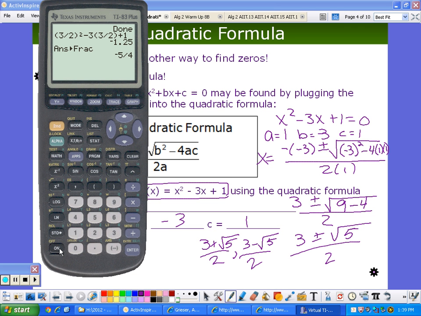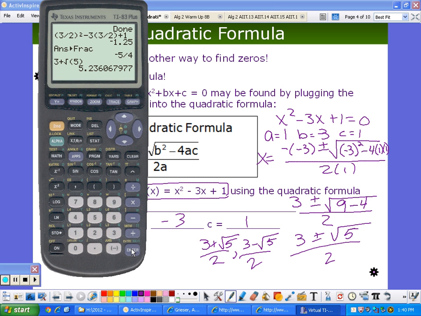Here's how you do it. Now do it with me, because if you don't do this correctly, it's going to be wrong. There's a couple of options. Here's what I do. I type in 3 plus the square root of 5. I just type in the numerator. Square root is the second key by the x squared. And then you press enter.